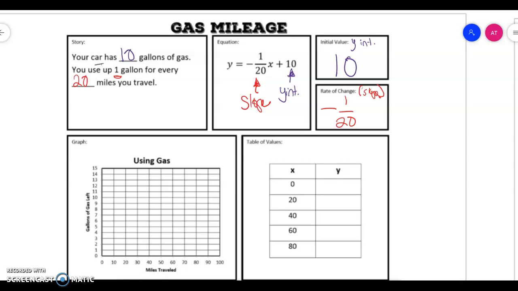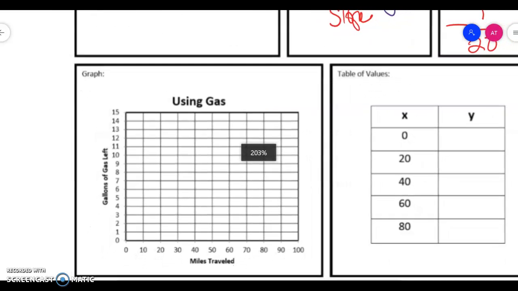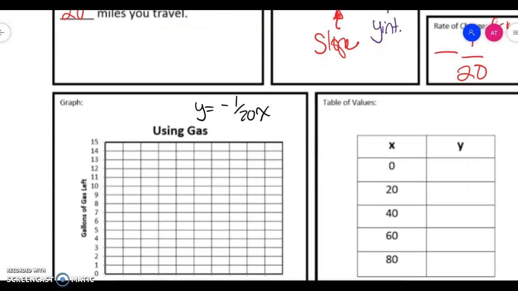Okay. So we're not going to do the table values. We're going to go based off this equation and take a leap. Okay, we know our equation is y equals negative 1 over 20x plus 10.